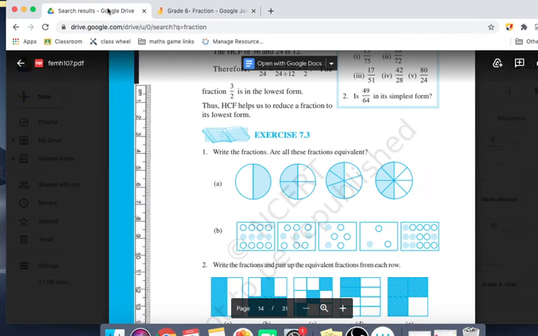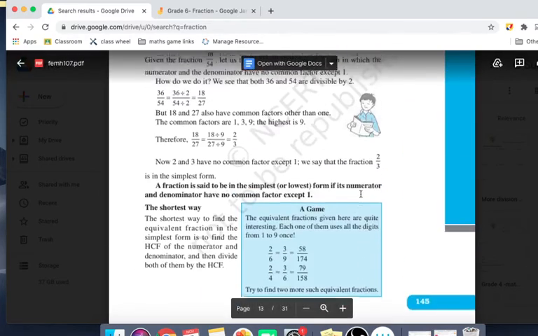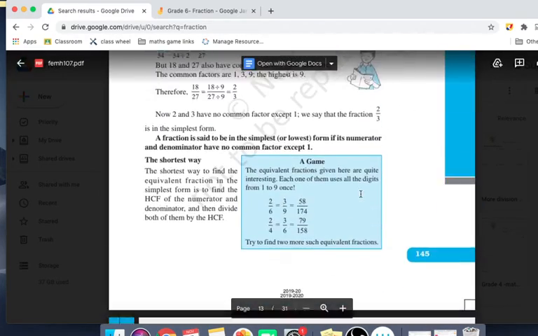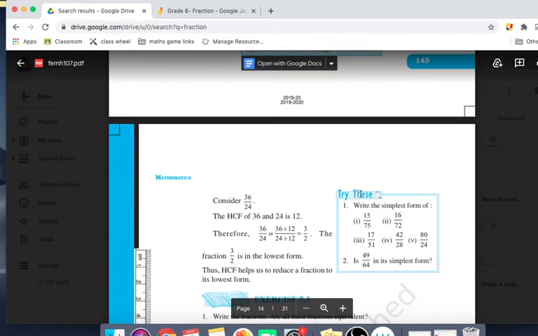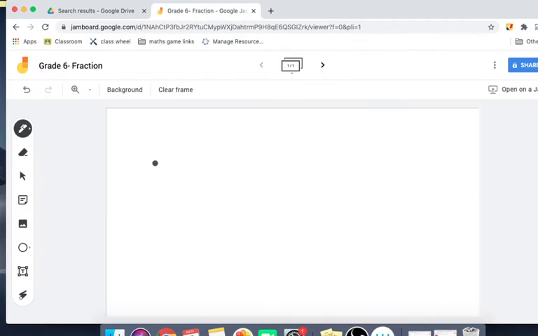Yeah, so as I was saying, we will do some examples of the topic simplest form of a fraction. So let's try some questions, and your question number 1 is 60 divided by 84.